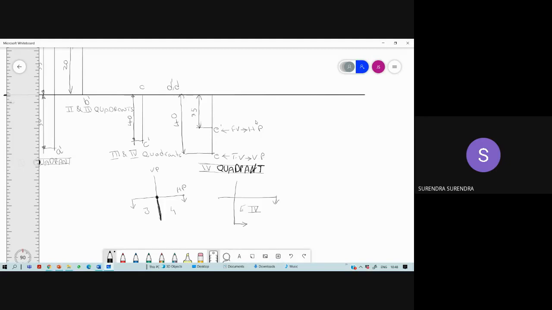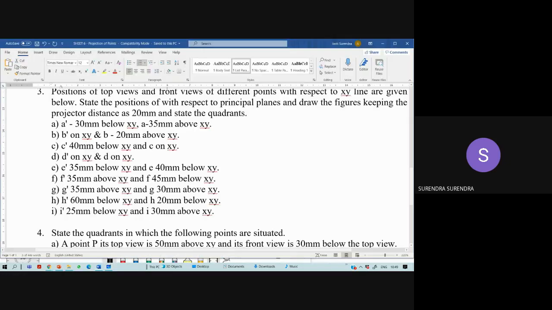When the object is below HP, front view below XY line. When the object is above HP, front view above XY line. When the object is in front of VP, top view below XY line. When the object is behind VP, top view above XY line. So if you relate these 4 statements and these two conditions, you can solve these F, G, H and I problems.